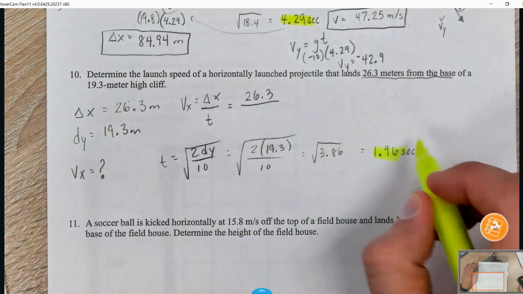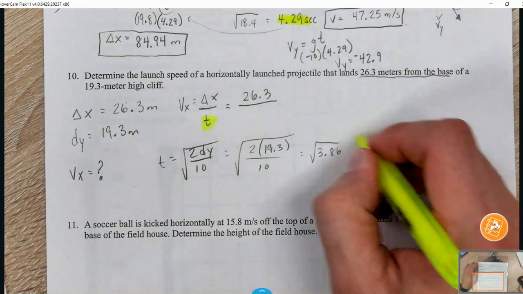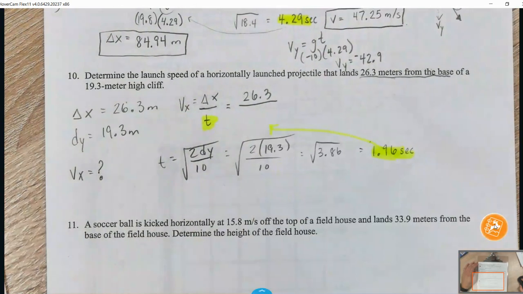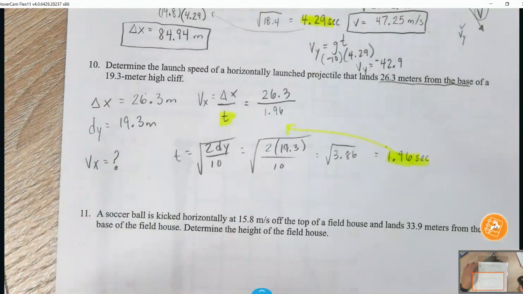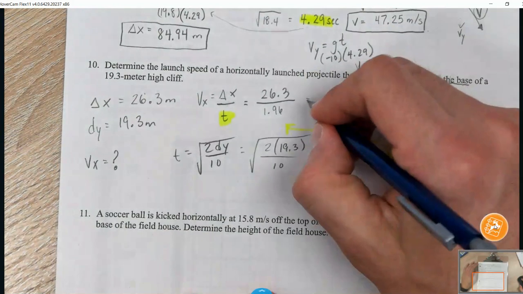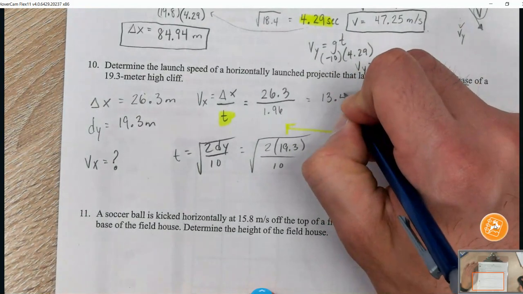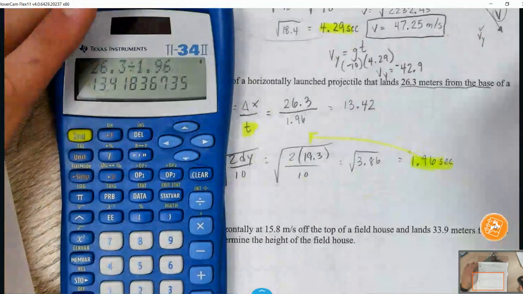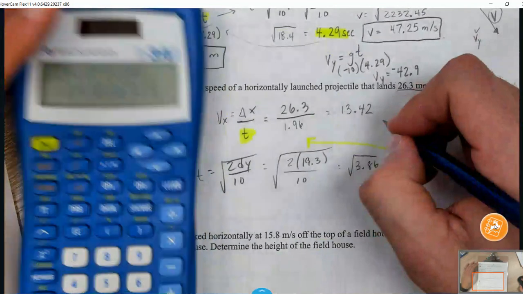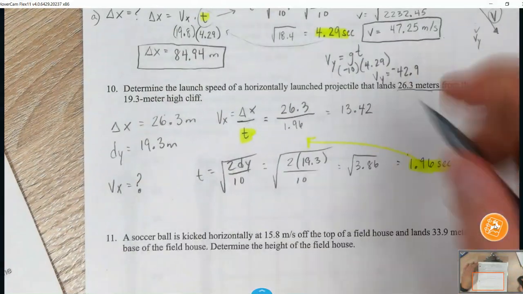So I need that for this. So 26.3 divided by 1.96, and that will kick out an answer here of 13.418, so we'll call it 13.42. Try and round it to 2 decimals. And what would my unit be if it's velocity? Very good, meters per second.